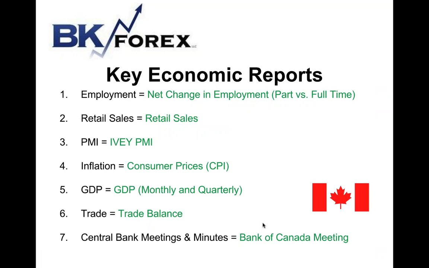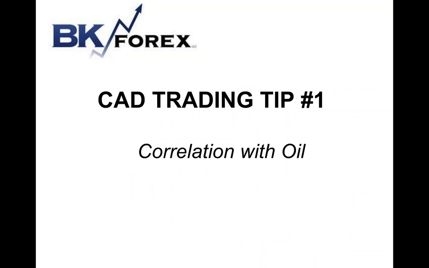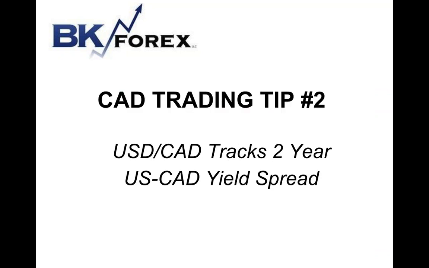Now, as far as key economic reports, it's pretty clear. You have the employment report, which is the exact same construct as Australia, part-time and full-time, so it's very important to distinguish between the two when it comes out. Quite often, not always, the employment report from Canada and the employment report from the U.S. come out at the same time on the same day. And then you could have very interesting divergences between how they come out.